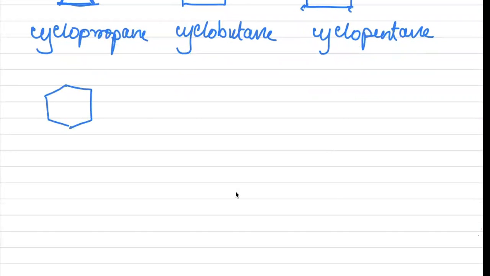Now next is this one. What will be its name? How many carbon atoms? Ma'am, cyclohexane. Yes, very good. Cyclohexane.